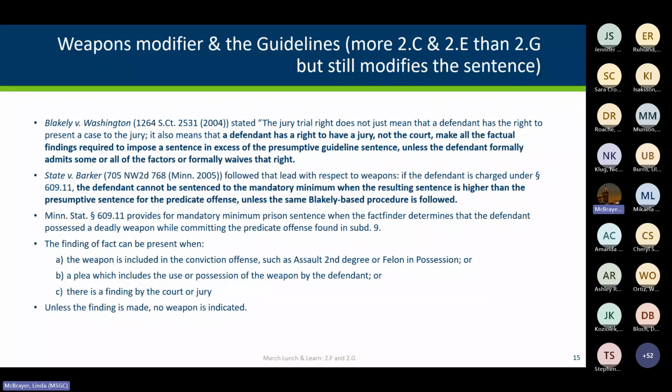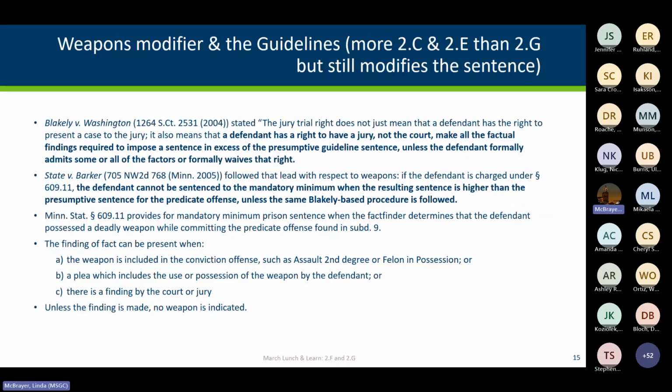Okay, so what does that mean in terms of this weapon, firearm, other dangerous weapons? There was a case in 2005, State v. Barker, and basically it was a fifth-degree drug offense, and there was a firearm, but the firearm was not within reach of the defendant. They ended up charging them under 609.11, and he got an executed sentence for 36 months because that is longer than what the grid time would have been on a fifth-degree controlled substance.